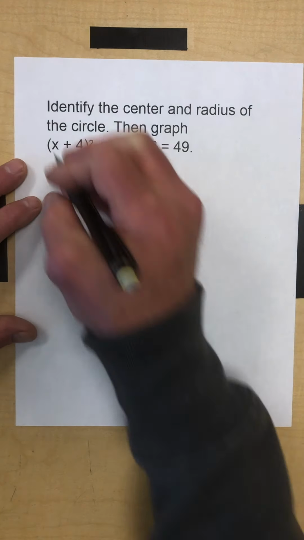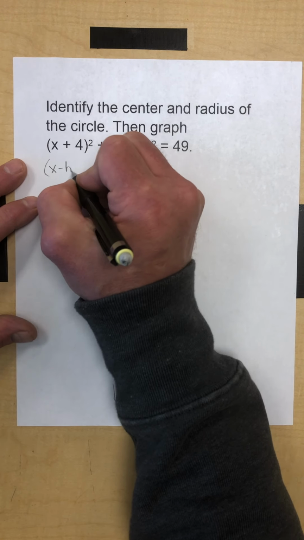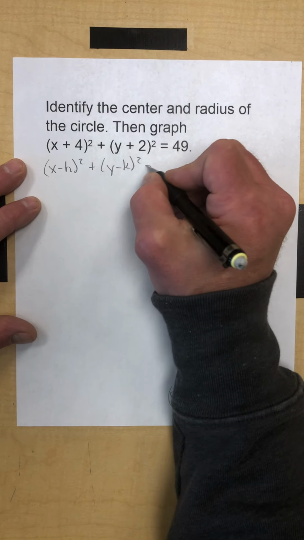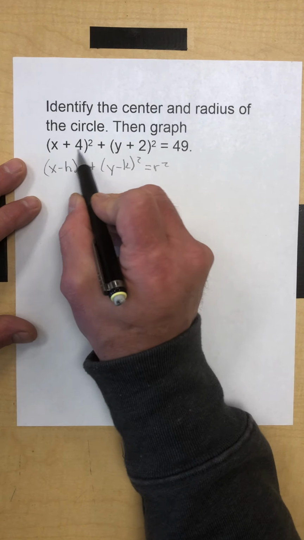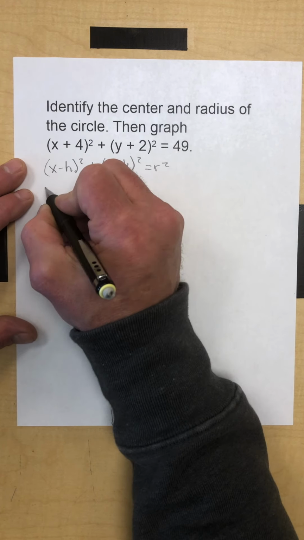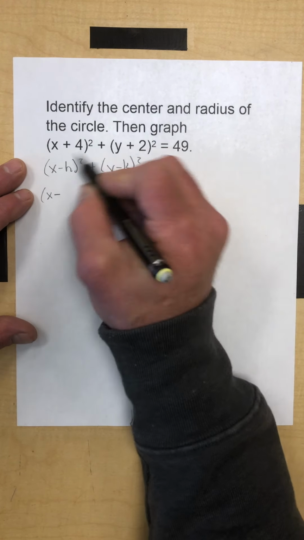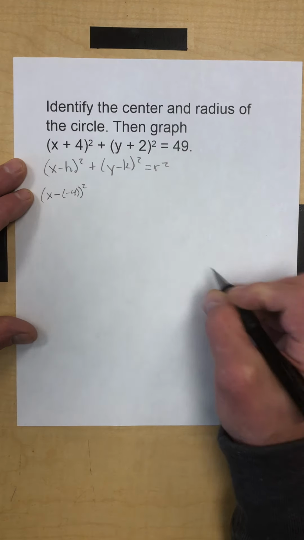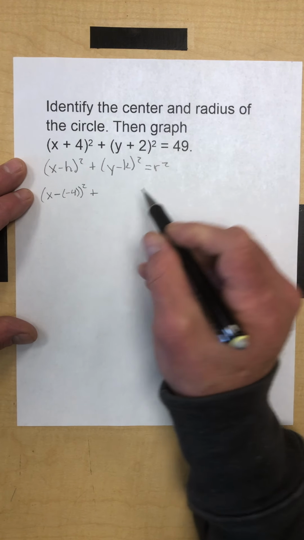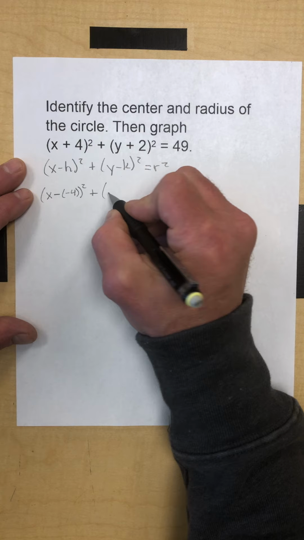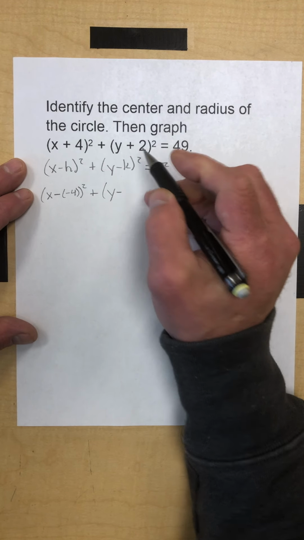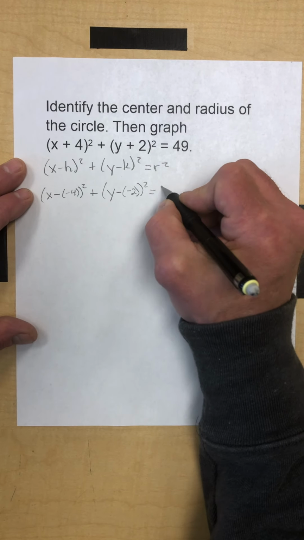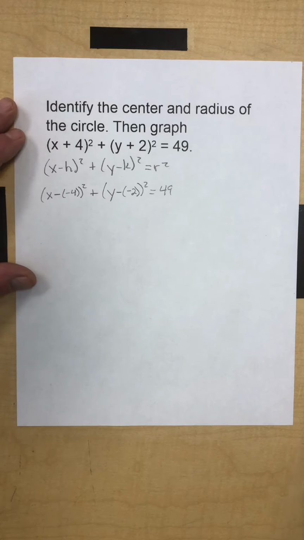Okay, let's see. Okay, I've got my x minus h squared plus y minus k squared equals r squared. So this x plus 4 has to be written as x minus something. So x minus. Well, x plus 4 is the same as x minus a negative 4. Okay. All right, let's see. My y plus 2 has to be written as y minus something. Okay, so that'd be y minus. Well, y plus 2 is the same as y minus a negative 2 squared equals my r squared is 49. Okay, so my center.